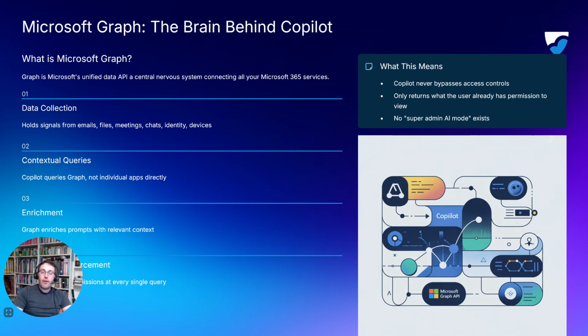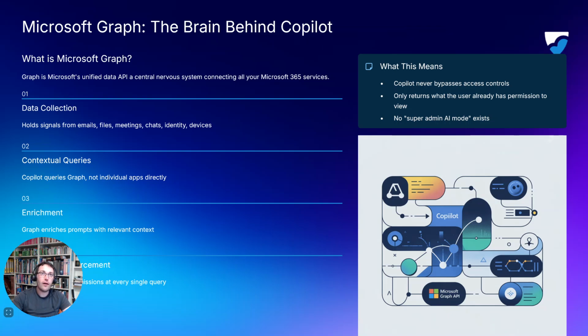So Microsoft Graph, the brain behind Copilot. The image on the bottom right-hand corner with the incorrect eye under Copilot clearly states that this has been an image generated by Copilot itself, believe it or not. But talking around how things run, Graph is Microsoft's unified data API. As I said before, it's that central nervous system. It runs and connects all of those 365 services. The data collection is key here. It holds the signals from emails, files, meetings, everything that you do, touch, or run within Microsoft 365 is connected in some way using Microsoft Graph.